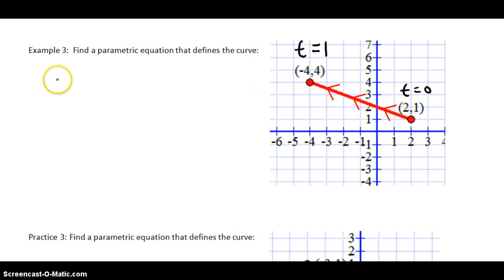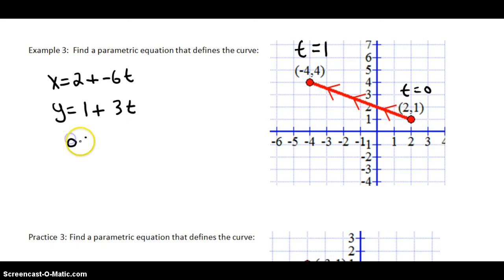And then we'll write the equations the same way. X equals, I pick my starting x value of 2. I figure out how much do I add to get to the next one. Well, 1, 2, 3, 4, 5, 6, but we're going left, so really we're adding a negative 6 times t. For y, I start at a y value of 1, and I'm going to add to get to 4, so I add 3t. And then my restriction on t is from 0 to 1. That's it.